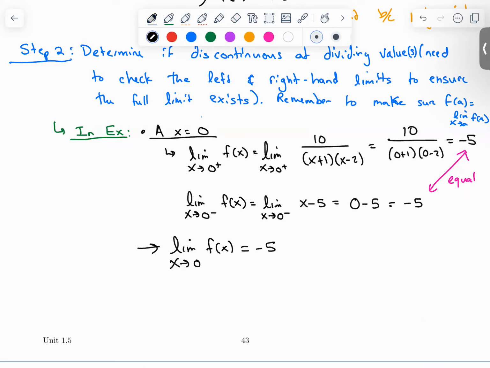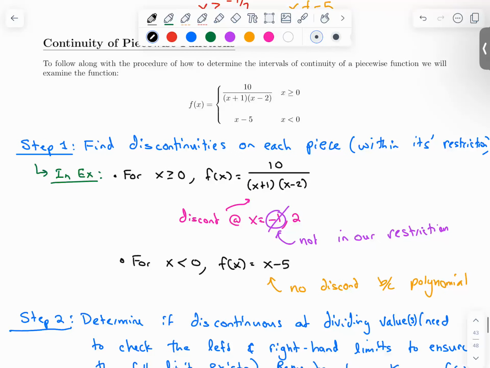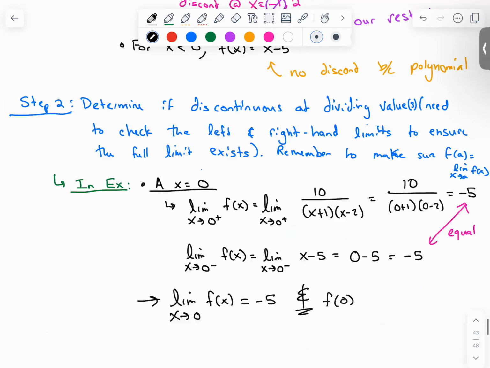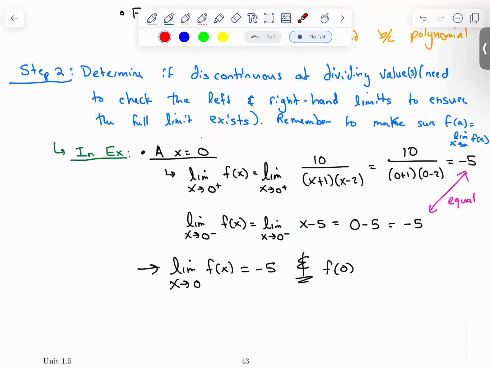So f of 0. Which function would I plug it into? The top one. Now, I know we already computed this up here, but here we were computing a limit. Here we're computing a function value. They end up being the same thing because the function is continuous, but that's not always guaranteed. So f of 0 would be 10 over 0 plus 1 times 0 minus 2, which ends up being -5.